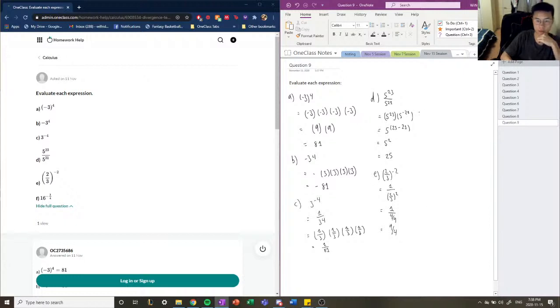Finally, let's do F. Okay, so F is 16 to the power of negative 3 over 4. So 16 can also be written as 4 squared, raised to negative 3 over 4. If we use our rule of exponents, a power to a power, we know that this is also equivalent to saying 2 times negative 3 over 4, which would equal, actually 16 can also be written as 2 to the power of 4. My bad.